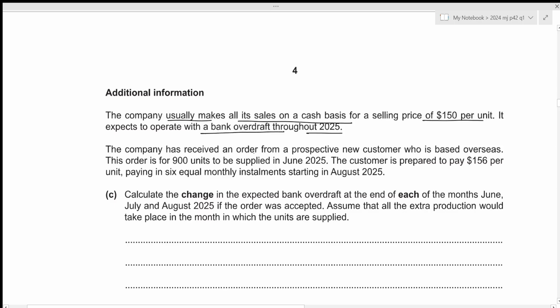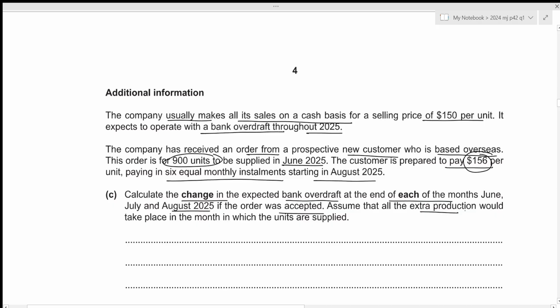Then the company has received an order from a prospective new customer who is based overseas. This order is for 900 units to be supplied in June 2025. The customer is prepared to pay 156 per unit, paying in 6 equal monthly installments starting in August 2025. Alright, we now need to calculate the change in the expected bank overdraft at the end of each of the months June, July and August 2025 if the order was accepted.